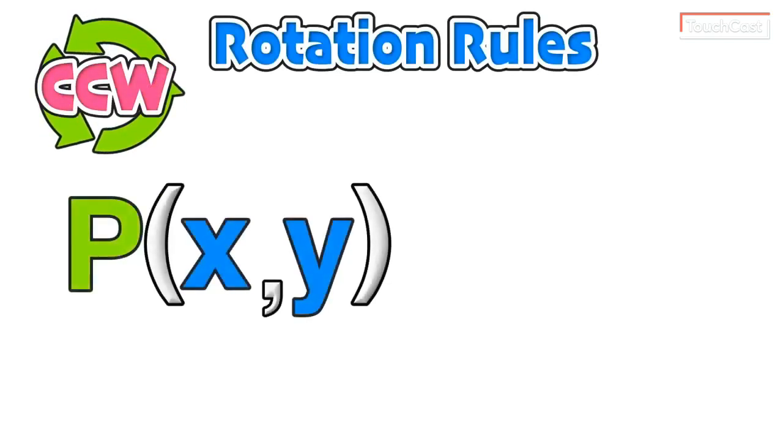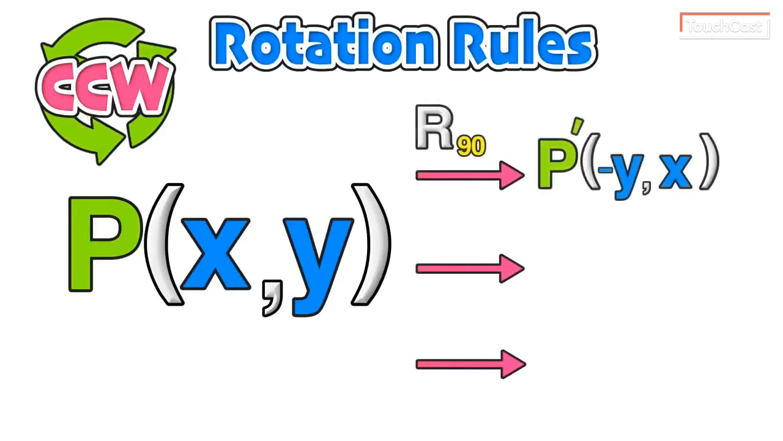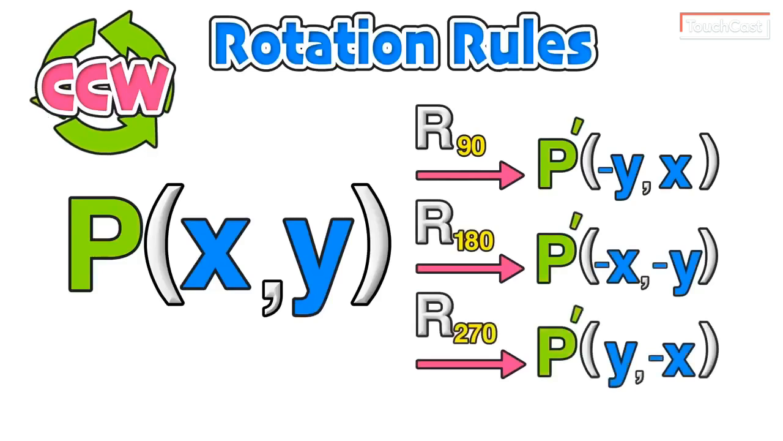In our last example, we applied a very visual approach to rotating a point around the origin. However, there are some rotation rules that we can also apply. When rotating counterclockwise for any point P with coordinates x, y, there are a set of rules for each type of rotation to find the coordinates of the image. Notice that those negative signs just mean to negate or do the opposite. So positive values would become negative and negative values would become positive.